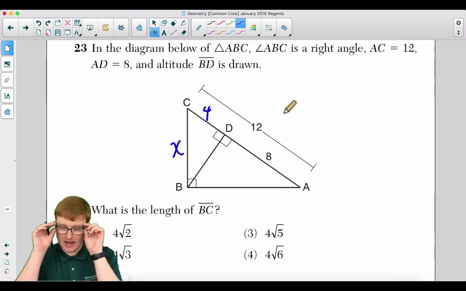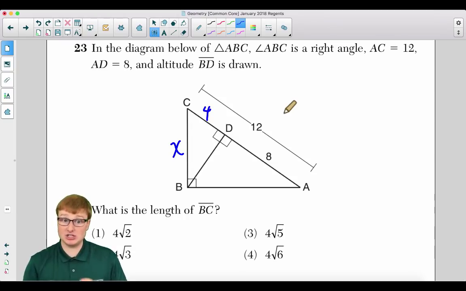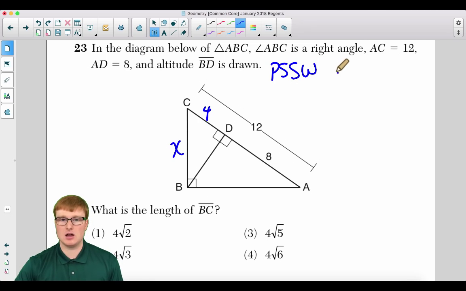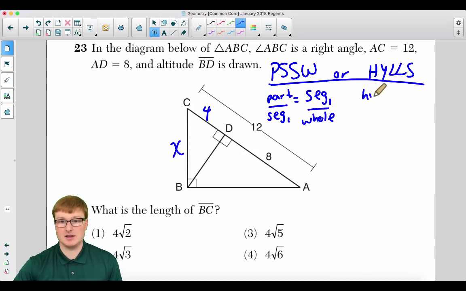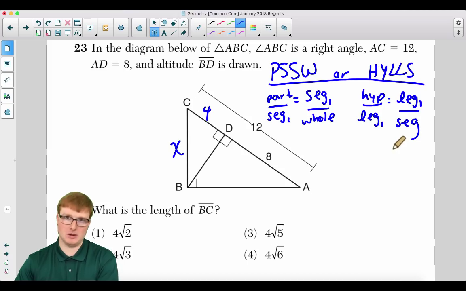So if you happen to look at my Facts You Must Know packet for the Regents exam, it's on my website. Download it if you haven't already. You'll see I call these 2 different things, but they both mean the same thing. I call it Passois. Most people call it hills. Okay? So what does this mean? Well, Passois, PSSW, that's just part over the first segment is equal to the first segment over the whole. And hills, on the other hand, that means hypotenuse over leg 1 is equal to leg 1 over the segment. So what do I mean by all this stuff?